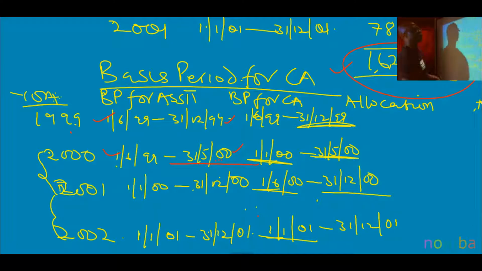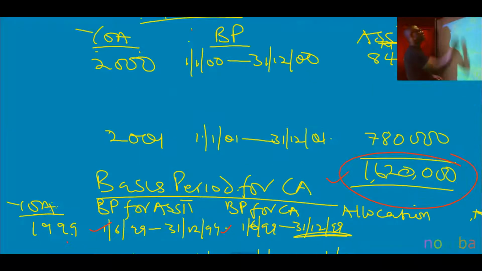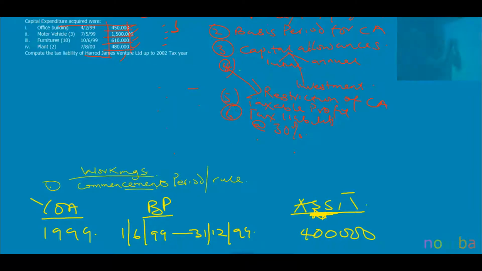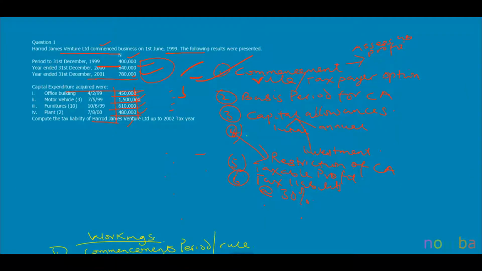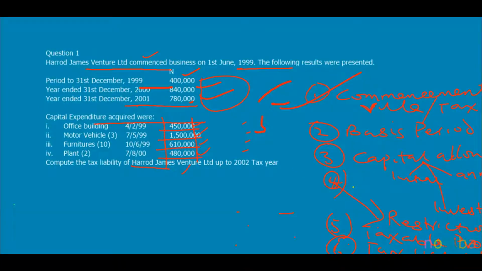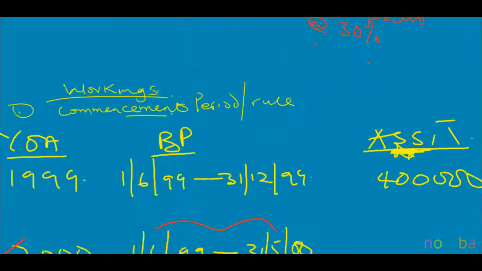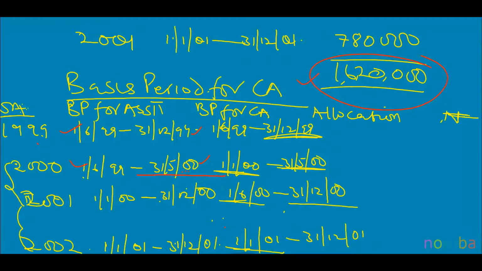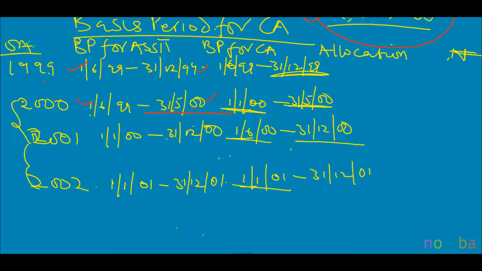Now, allocation. Allocation simply means go back to the asset and find out when they were acquired. Here we are. Which assets now? Office building. When was it acquired? 4th of February 1999. So I'm going to look for that, 4th of February 1999, and allocate it there. Here we are.